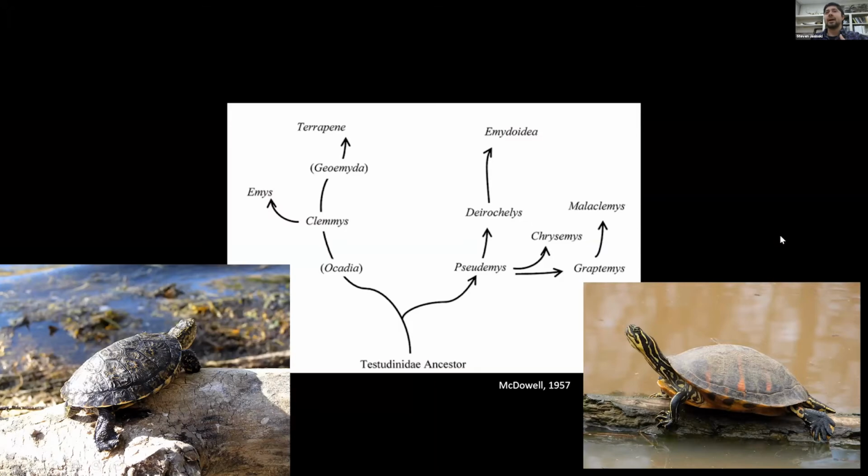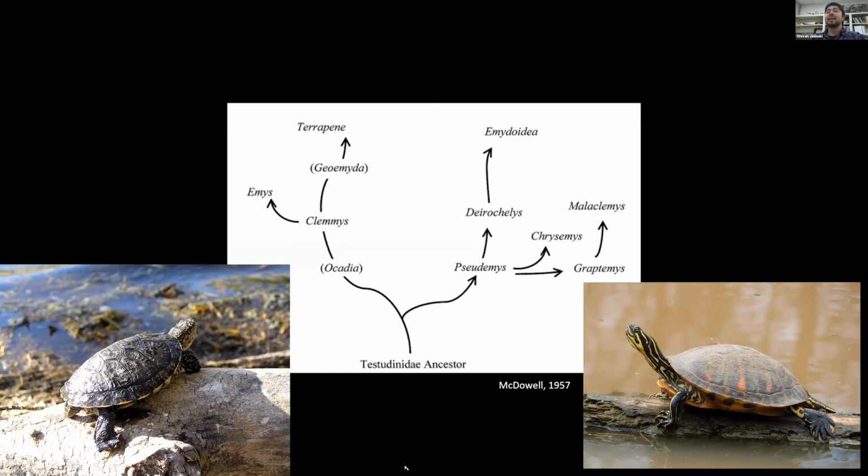Early on, there was not a lot of effort put forward to deciding what the relationships of these groups are, but here is kind of the earliest look phylogenetically at what the relationships may have been from the 50s. And you'll see that the Deirochelyinae are over here, and the Emydinae are over here.